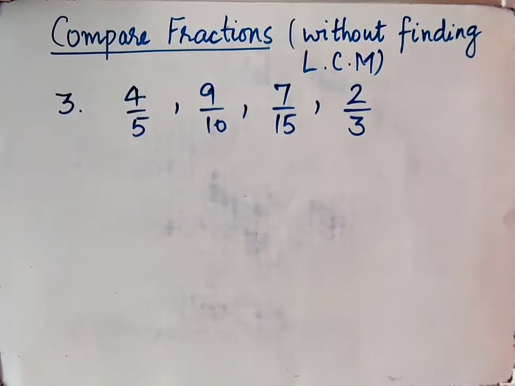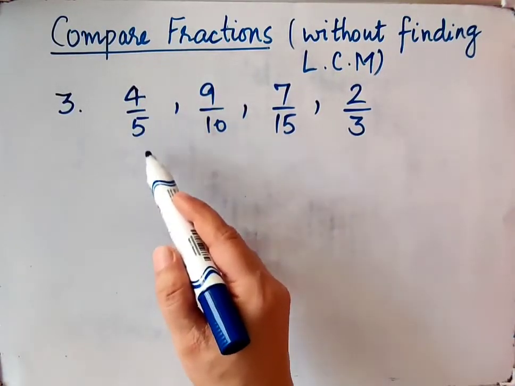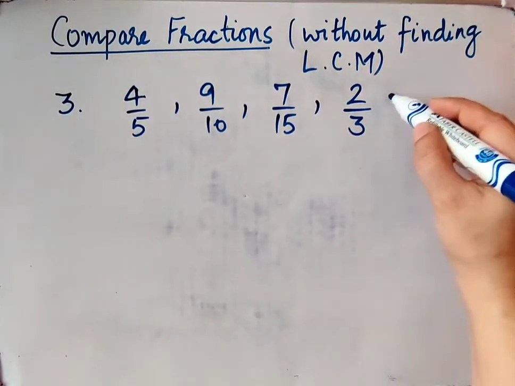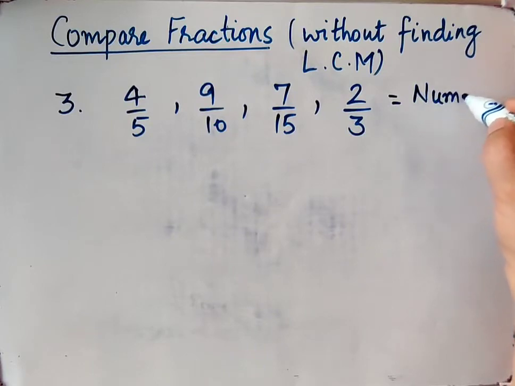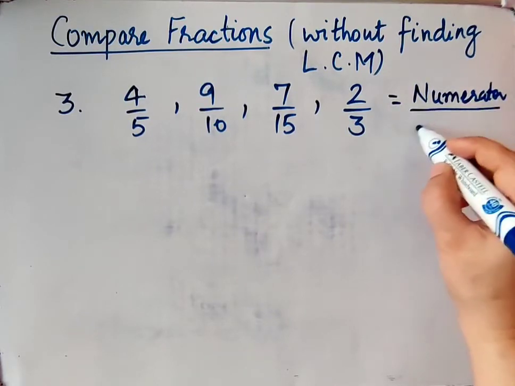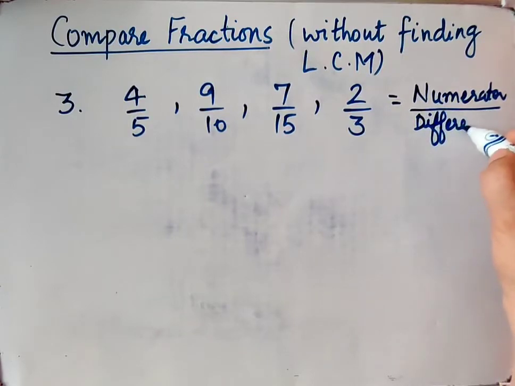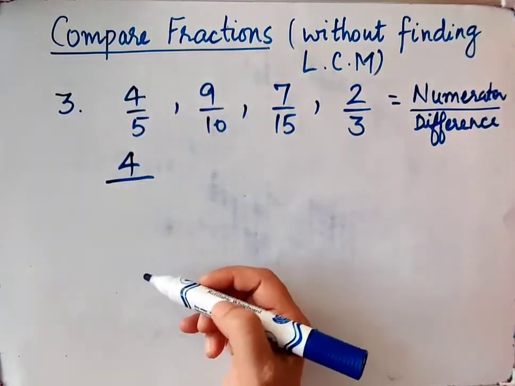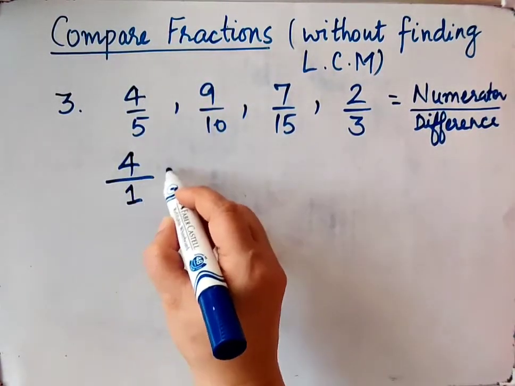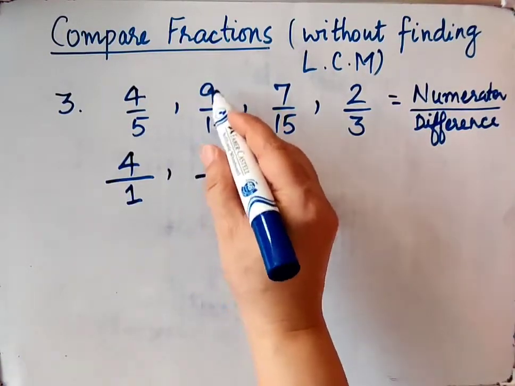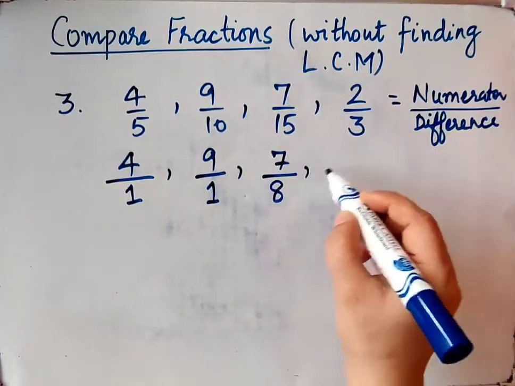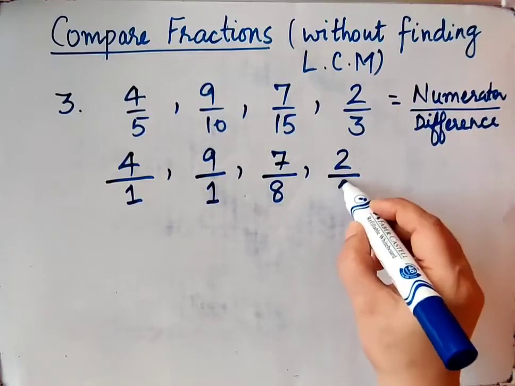Okay. Now in the third question I am going to compare the given fractions, that is 4 by 5, 9 by 10, 7 by 15, 2 by 3. Now, see, the denominators here are bigger numbers. So I am going to change these fractions to the numerator divided by the difference between the denominator and the numerator. So here, what will you do? This is 4; 5 minus 4 gives me 1. 9; 10 minus 9 gives me again 1. 7; 15 minus 7 is 8. 2; 3 minus 2 gives me 1.